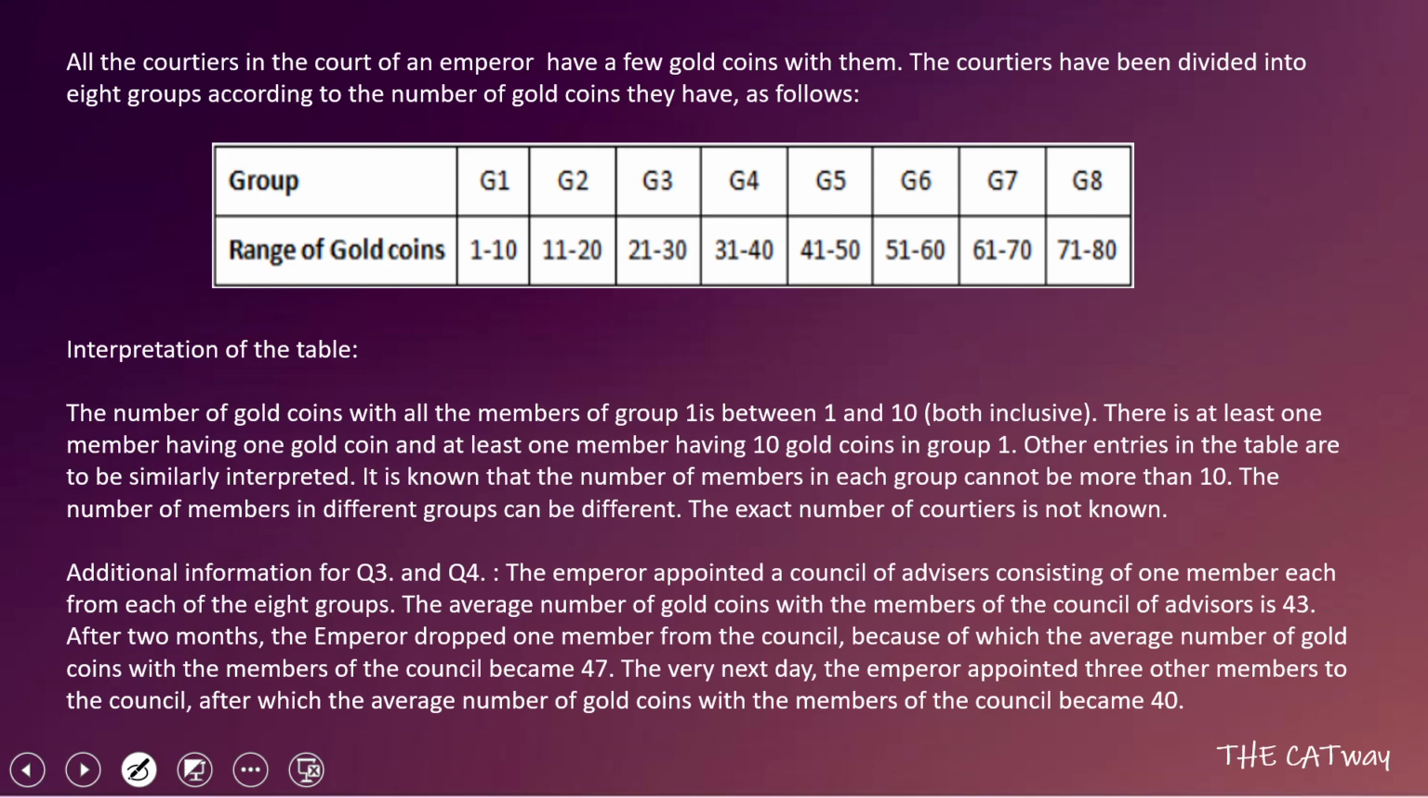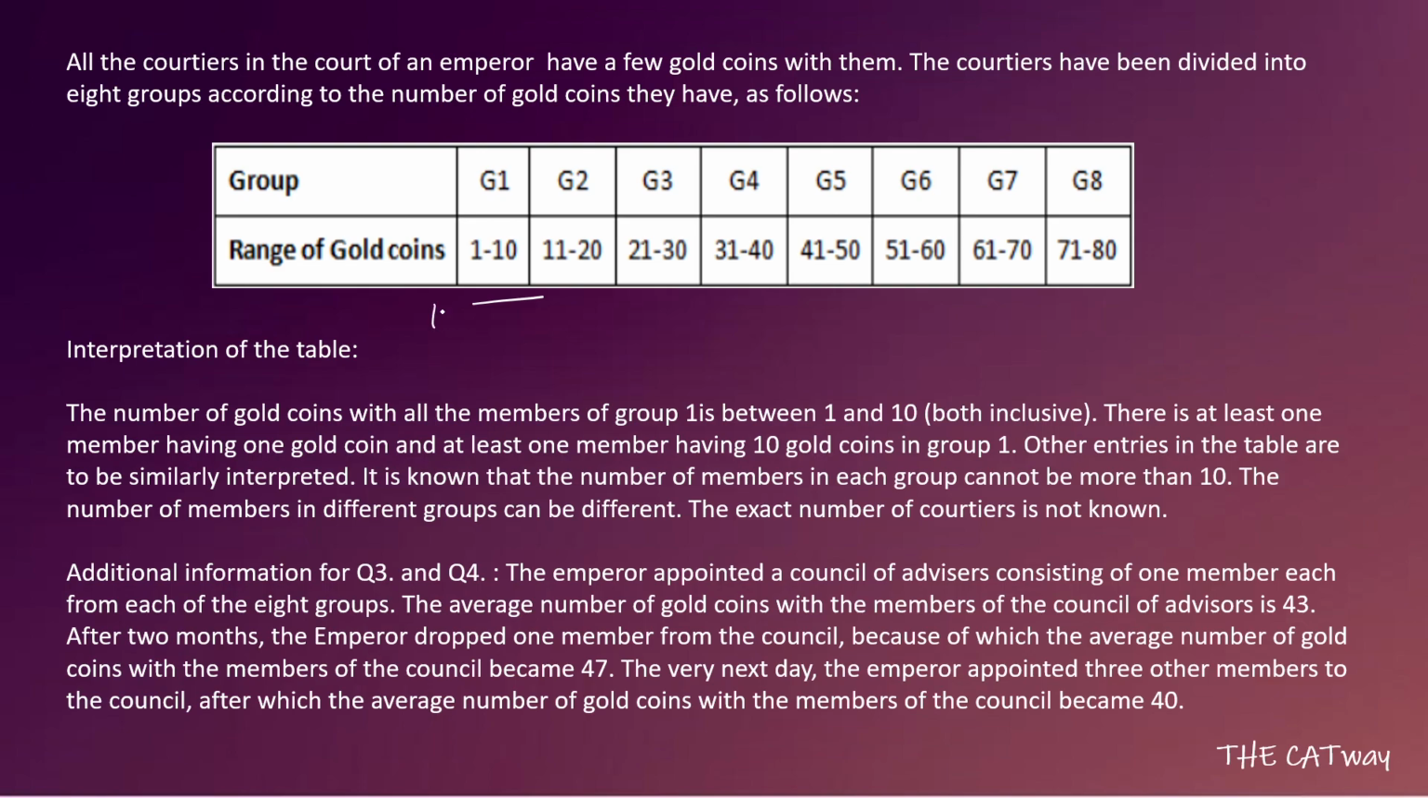The question says that all the courtiers in the court of an emperor have a few gold coins with them. The courtiers have been divided into 8 groups according to the number of gold coins they have as follows. We have been given a table of gold coins according to which the groups are formed. Let's see the interpretation of the table. The number of gold coins with all the members of group 1 lies between 1 and 10, both inclusive. There is at least one person having 1 gold coin and at least one member having 10 gold coins in group 1. Other entries in the table are to be similarly interpreted.